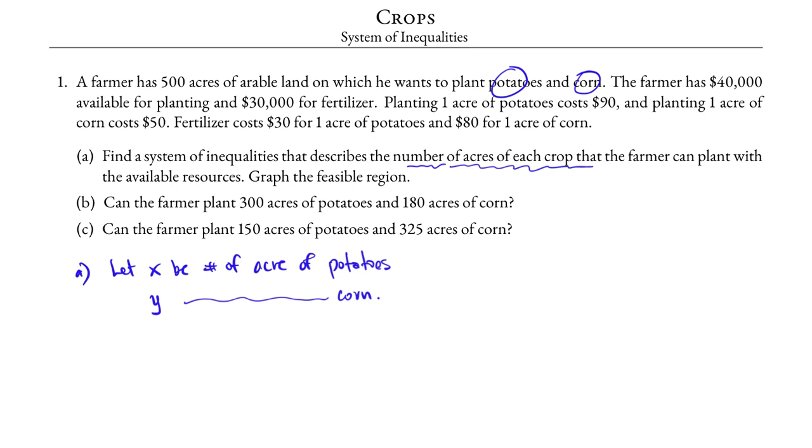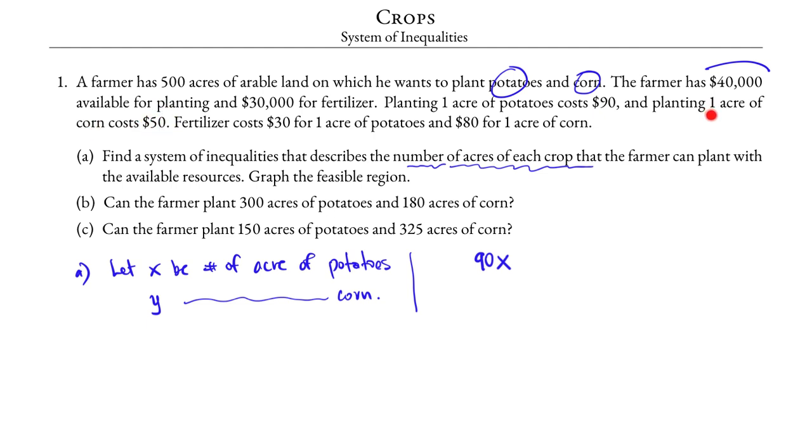Now, the available resource is that the farmer has only $40,000 for planting, and 1 acre of potato costs $90. If we plant 2 acres of potatoes, then we will take 2 times 90. If we plant 3 acres of potato, then the cost would be 3 times 90. And therefore, if we plant x acres of potatoes, then the cost would be 90 times x, or x times 90.